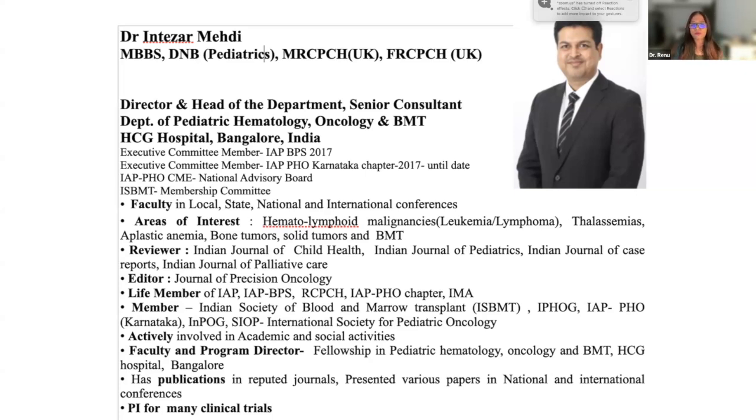His areas of interest have been hematolymphoid malignancies, leukemias and lymphomas in particular. And he's also started the thalassemia clinic and is an expert in bone tumors, both solid tumors as well as BMT. He's a reviewer in many national and international journals, life member of many chapters, as you can read over here, faculty and program director, fellowship in pediatric hematology, oncology, and BMT.